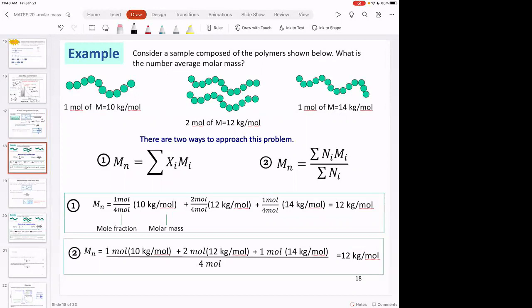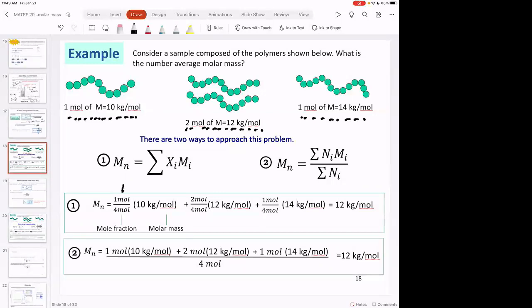So you're given a sample like this, 1 mole of 10 kilograms per mole chains. That means there's a mole of chains that all have an Mn of 10,000 grams per mole. If I don't say Mn or Mw, if it's just capital M, it means Mn. 2 moles of 12 kilogram per mole, make sure that's kilogram per mole, so 12,000 grams per mole, then 1 mole of this. And so now we can just sum it up, right?